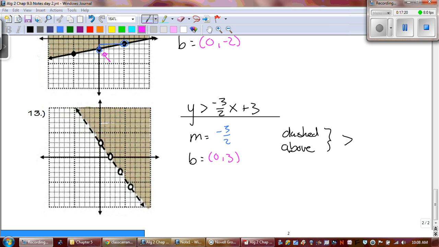Okay, and you get y is greater than -3/2 x plus 3.